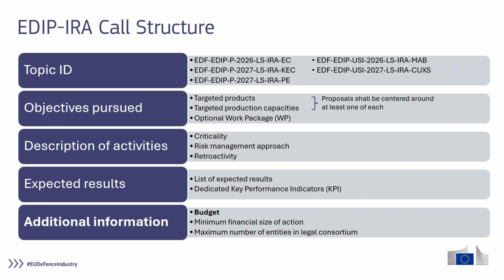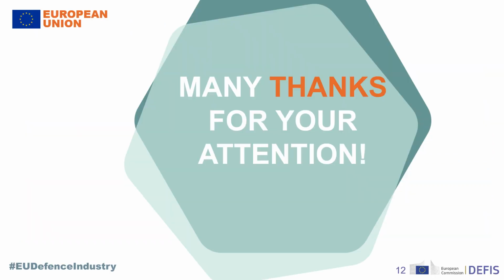The last section covers the total budget of the call, the maximum contribution per project, the minimum financial size of the action, and the maximum number of entities per consortium. This provides you with an overview. For more information, please refer to the videos on the call topics. Thank you and goodbye.